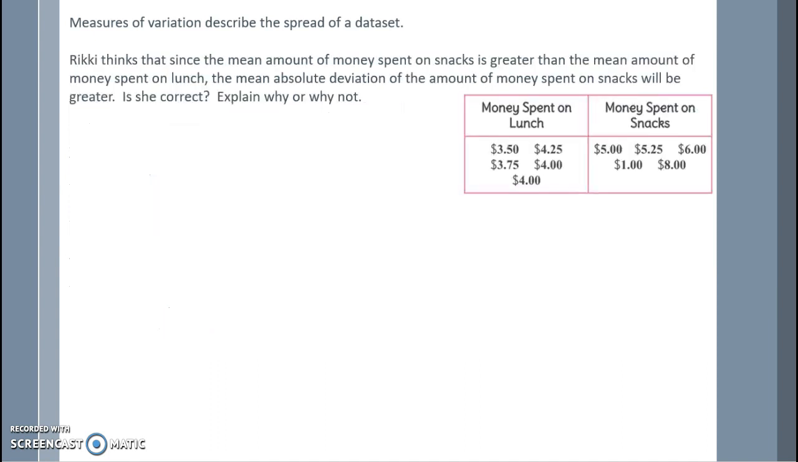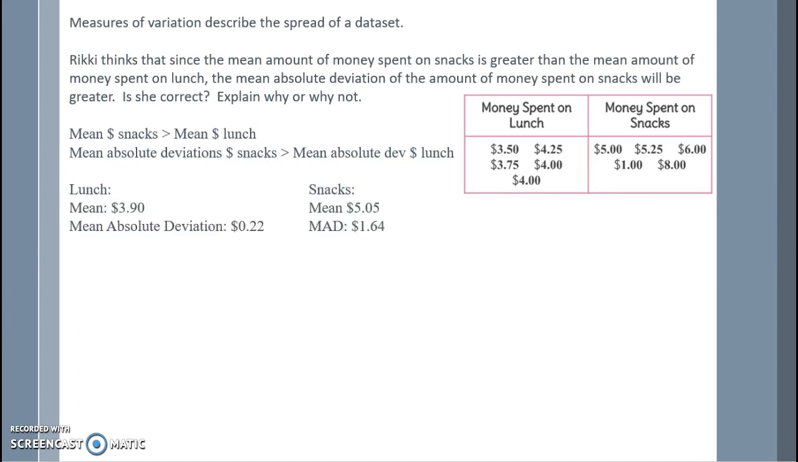Ricky thinks that since the mean amount of money spent on snacks is greater than the mean amount of money spent on lunch, the mean absolute deviation of the amount of money spent on snacks will be greater. Is she correct? Explain why or why not. So I took a moment to write down all of the sentences into an inequality. Ricky thinks that the mean money of snacks is greater than the mean of lunch. She also thinks that the mean absolute deviation of the money of snacks is greater than the mean absolute deviation of the money of lunch.